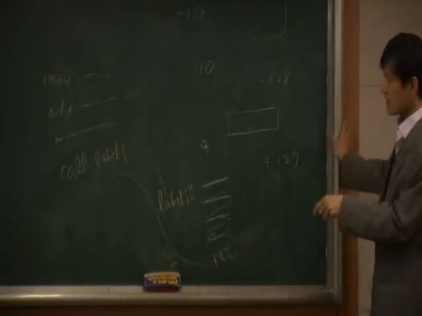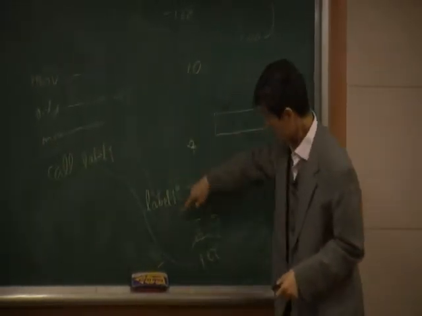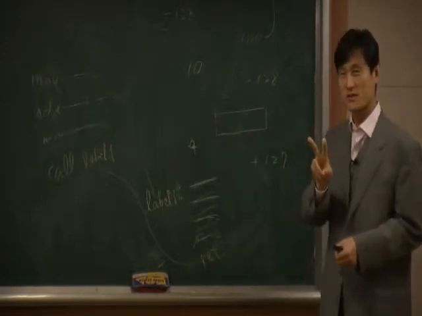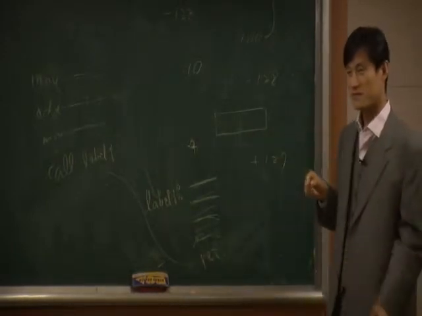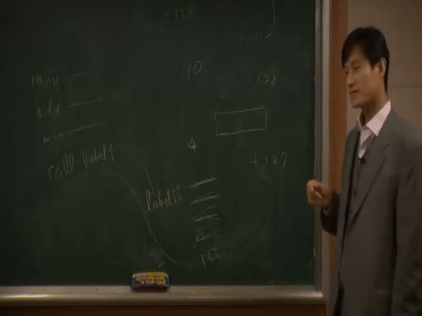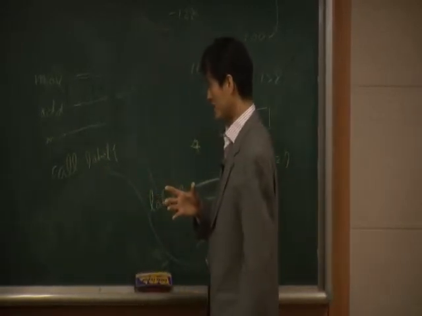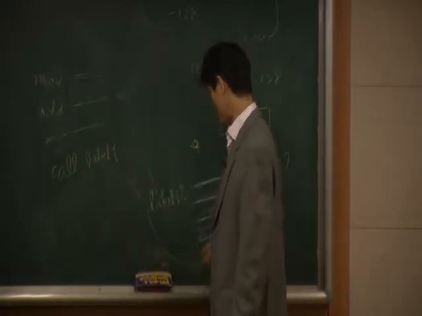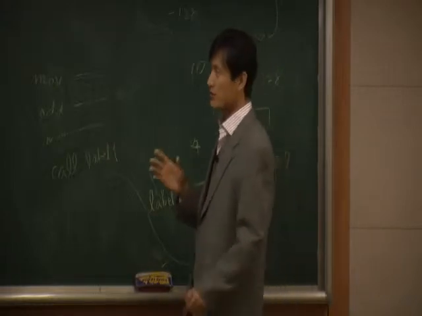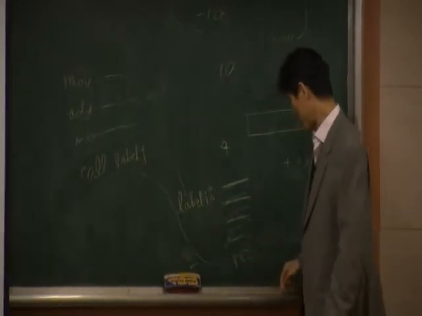As I said, I can still use jump here, and jump here, right? I can still use two different jump instructions to do the same thing. So what's the difference? The big difference is that when you use call and return, you're going to use the stack. That's the difference.